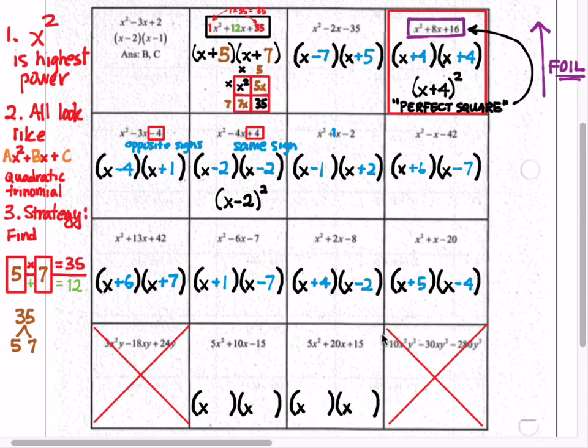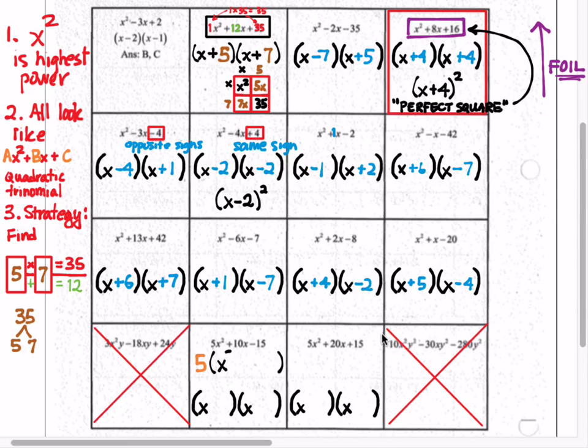All right, so the last two examples are a little different. How did you approach them? 5x squared plus 10x minus 15. What'd you do? Dylan? Greatest common factor. Yeah, exactly. So the first thing you did was identify a greatest common factor among these three terms. And what was it? 5. And once you bring out that greatest common factor, what do you have left inside?